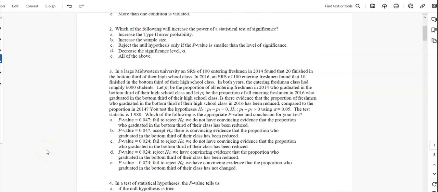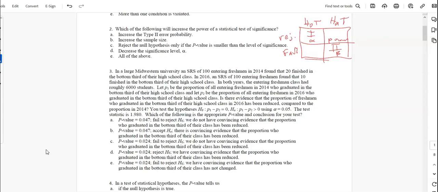Which of the following will increase the power of a test? Okay, so you might want to think about that chart. I don't know if this helps you, but to me, it helps. This is type 1, which is the alpha level. This is type 2, which is the beta level. This is the power of the test, which is the correct decision. This is when you reject, this is when you fail to reject, and this is when the null is true, and this is when the alternate is true.